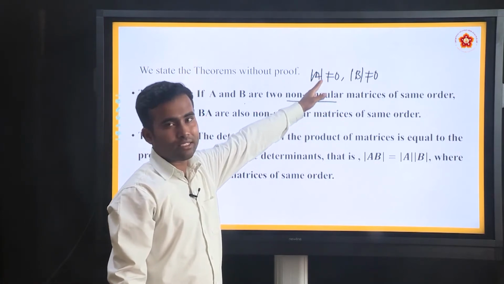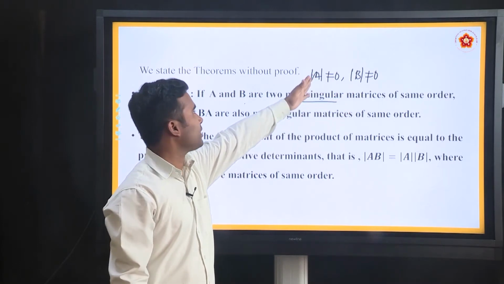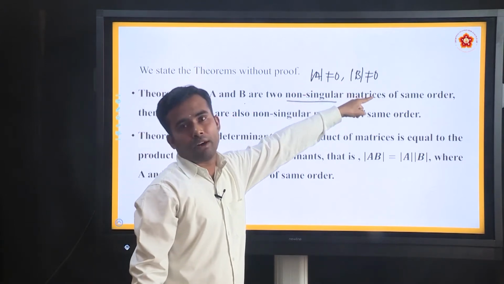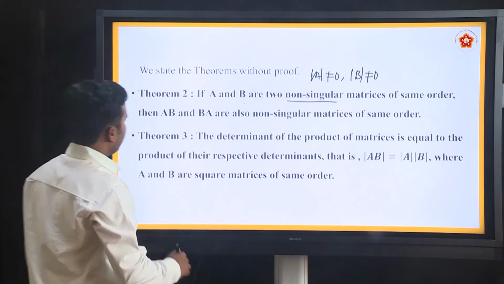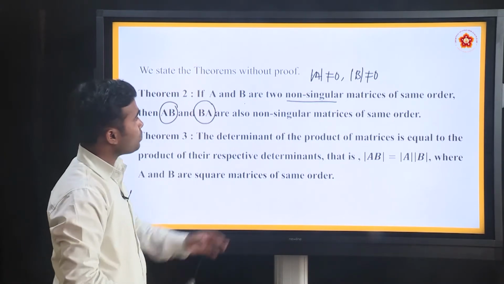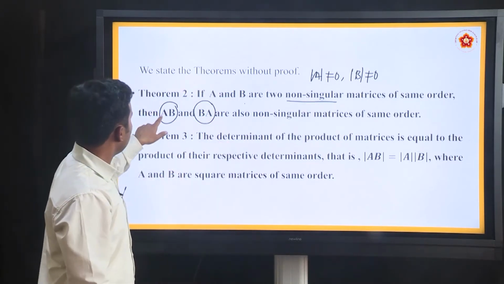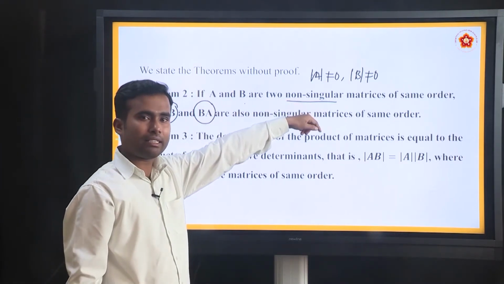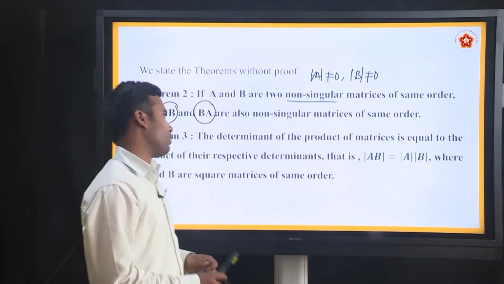Suppose for example A is of order 3, B also should be of order 3. In general you can say if the order of matrix A is n, then B also should be of order n. The order should be the same, otherwise we can't multiply. Then AB and BA are also non-singular matrices of the same order. So that is the statement of this theorem. I hope you understand: if A and B are non-singular matrices, then its product is also non-singular, that is AB and BA are also non-singular matrices.